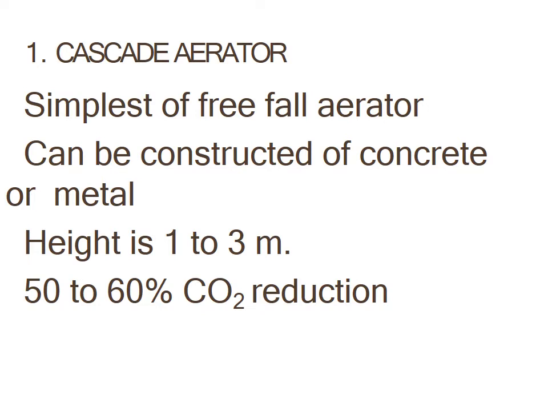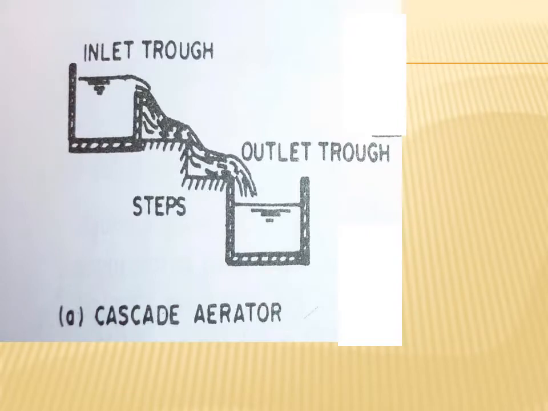First one, cascade aerator. That is simply a free fall aerator. We can construct it in concrete or metal, with a slope of 1 in 3. In this aerator, we can reduce 50 to 60% of carbon dioxide. This is the cascade aerator.